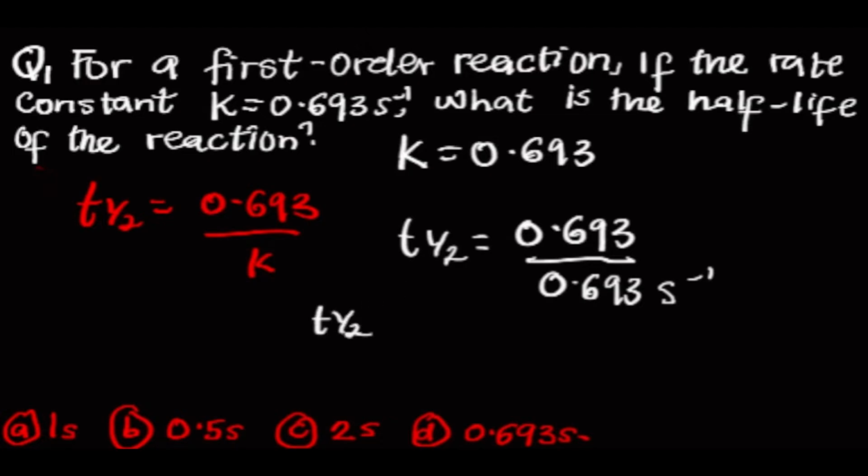This is going to cancel this. Then we're going to have T half equals 1 divided by per second. So if I bring this one to the front, T half is going to be equal to 1 second, and that's going to be the answer. So the right option here is option A. Now let's go ahead and take a look at the next question that we have.